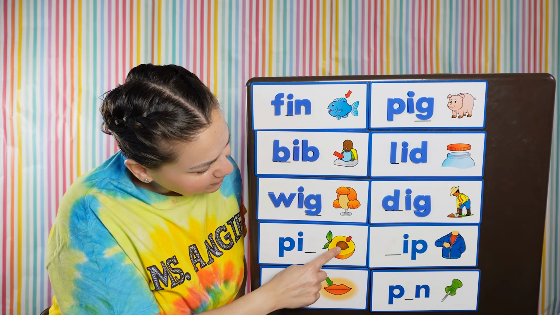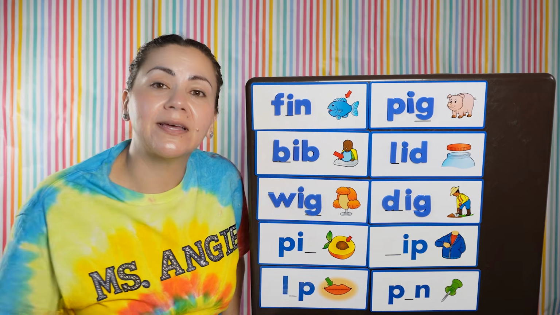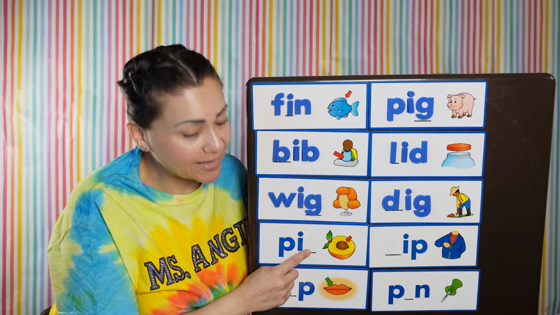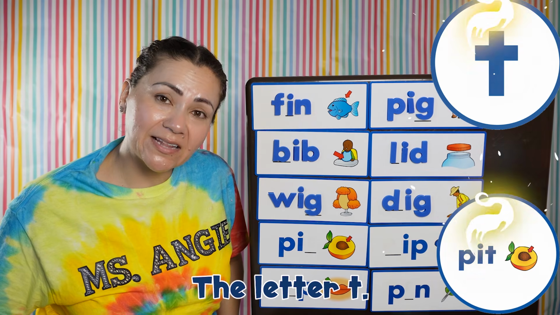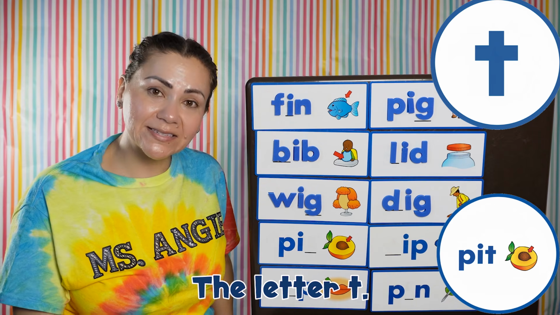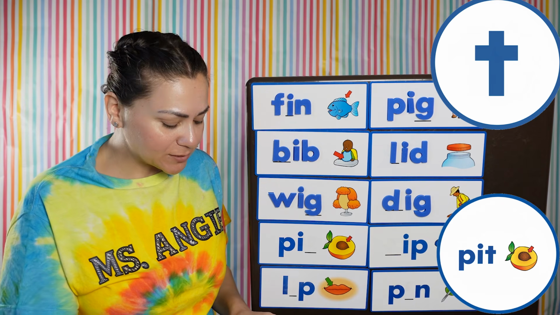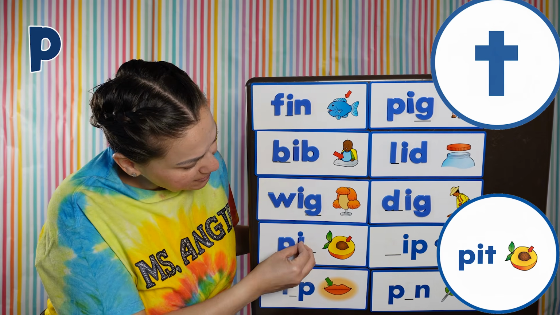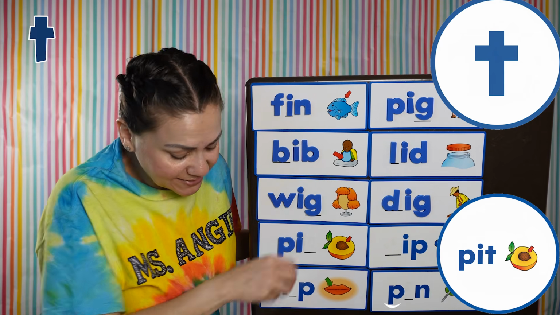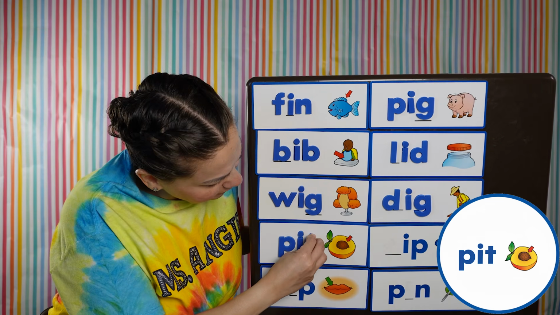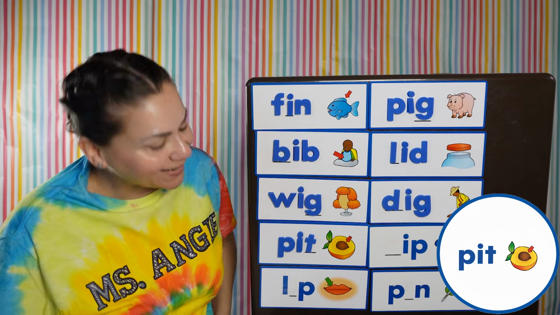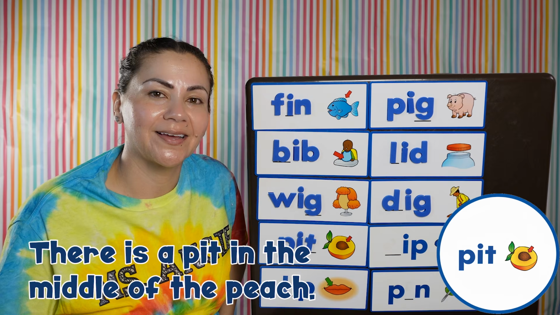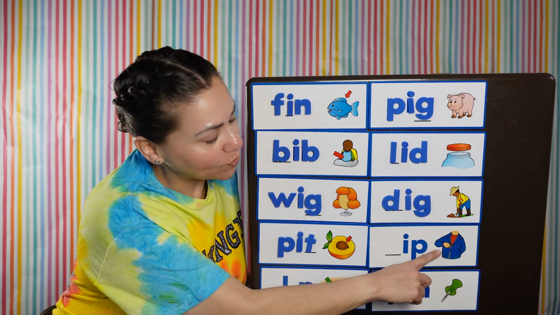Okay, next one. It's pointing to this here in the middle of the peach. It's called a pit. But the word pit is missing a letter here at the end. What do you think that letter is? That's right, the letter T. Let's spell the word pit and place the letters on the board. Pit is spelled P-I-T. Now let's make a sentence with the word pit. Can you say, there is a pit in the middle of the peach? There's a pit in the middle of the peach. Good job.